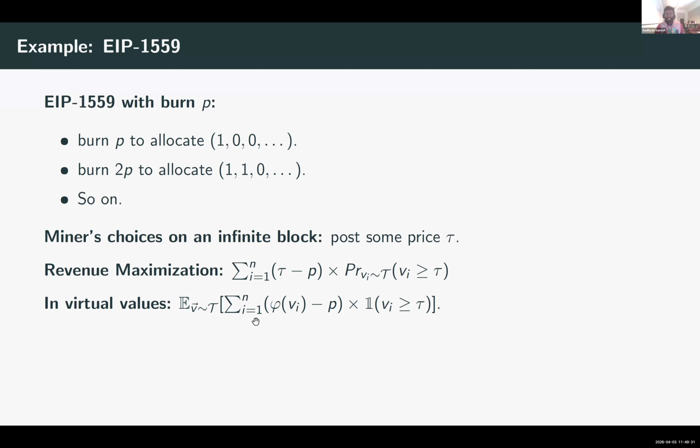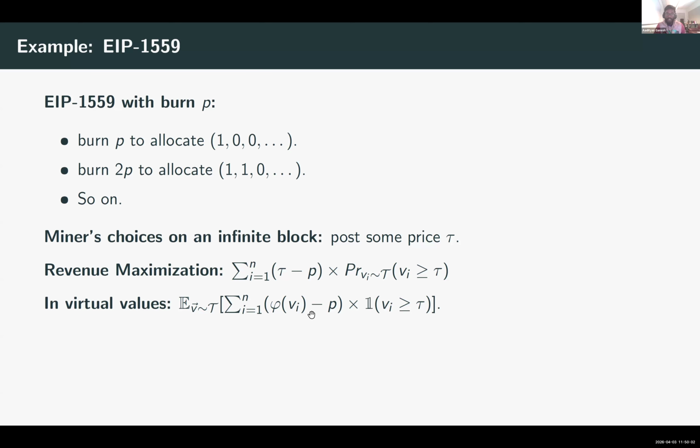So if I'm a miner and I think of this in terms of virtual values, the way I would see this is the following. If I include a user, so that is where this indicator comes from, that the user's value is more than tau, I'll have to pay a burn of P for that particular user. It need not be as separable amongst users for general mechanisms, but at least for EIP 1559, the burn separates out as a per-user burn.